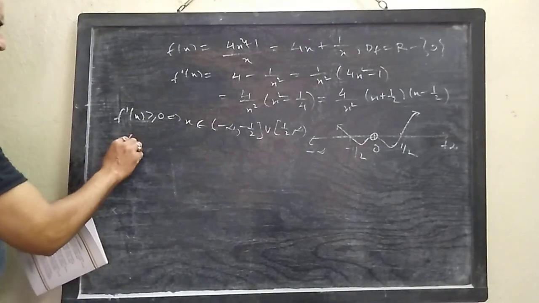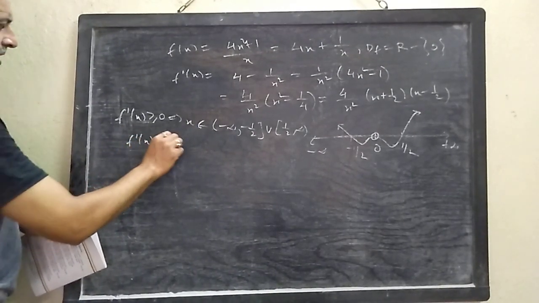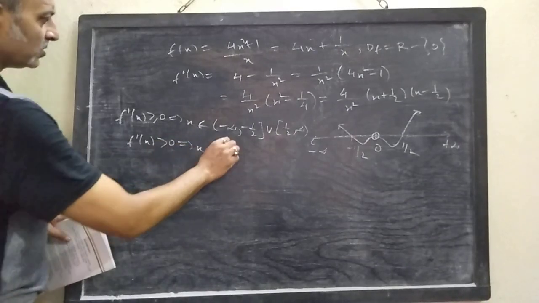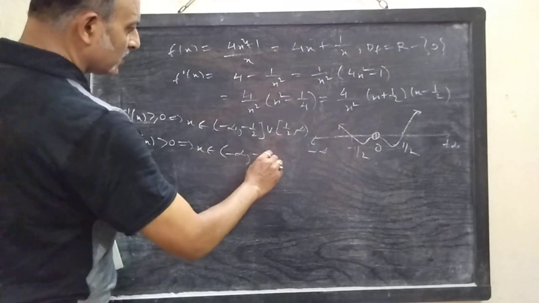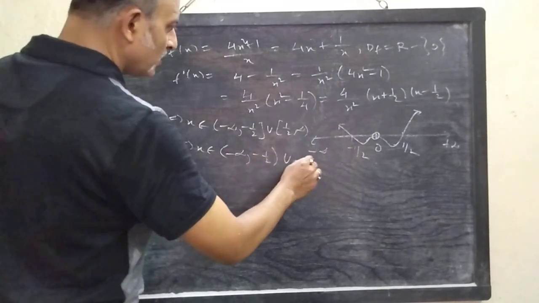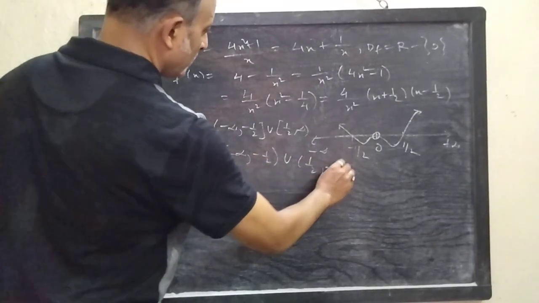For strictly increasing functions, strictly greater than 0, then x belongs to minus infinity to minus half open, union half open to infinity.